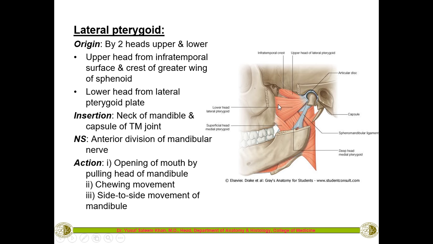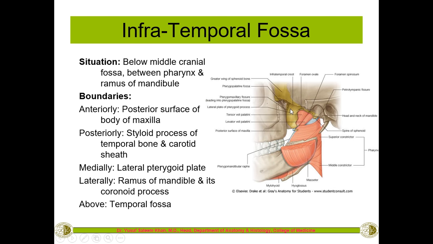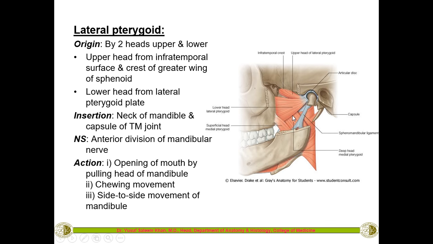So deep inside is the lateral pterygoid. We have already seen this. This is the lateral pterygoid plate. The lower head especially takes origin from the lateral pterygoid plate. That's why it is called the lateral pterygoid muscle, because it takes origin from the lateral pterygoid plate, the bigger head among the two heads. The upper head is shorter, smaller, and the lower head is larger. The origin is big, but the insertion is to a particular point.